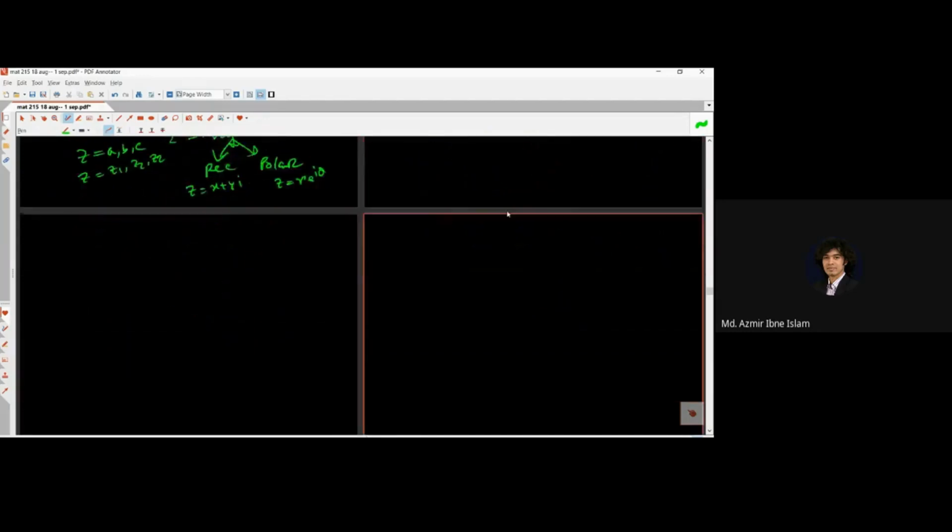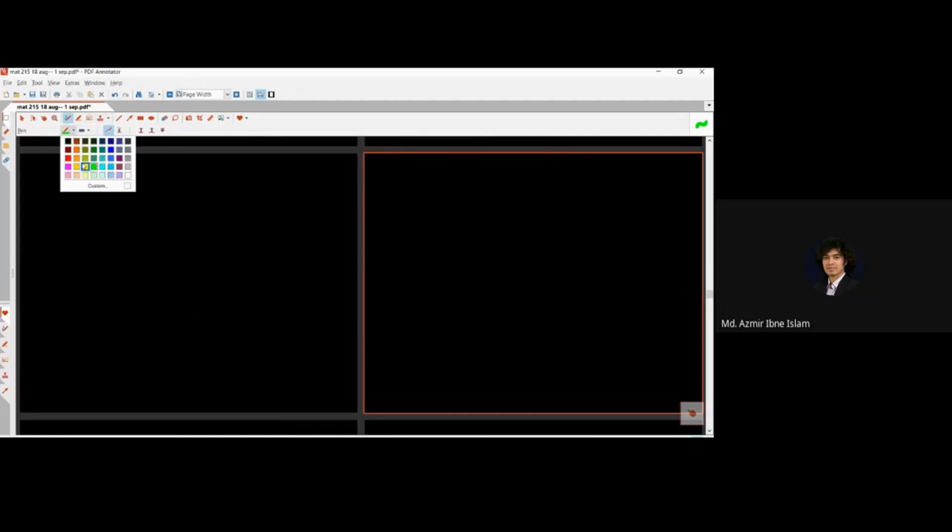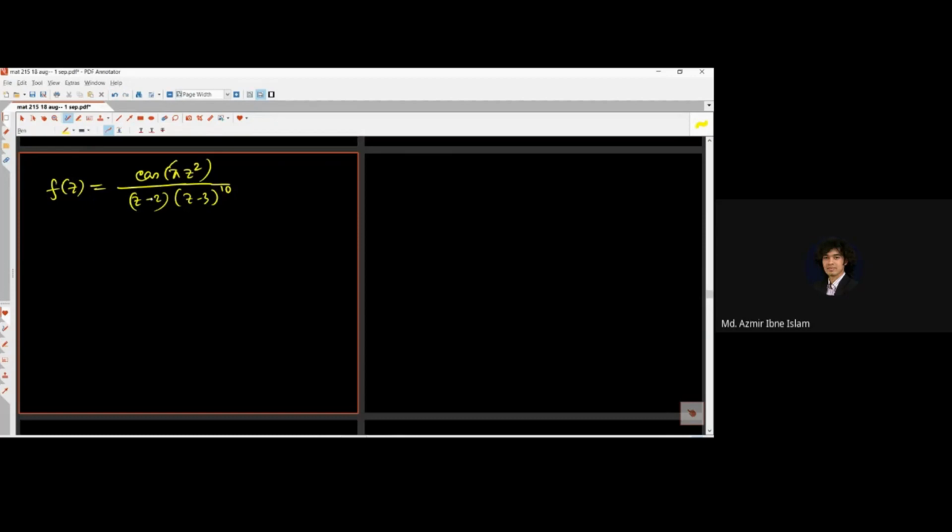So let's take another function, you will understand my words. Suppose we have f of z equal to cosine pi z squared over z negative 2, z negative 3 power 10. So this is also in p by q form, but in upper part we have a trigonometric function. So we have to think about the lower part in denominator. So this is a function. We have to find the singular point. The question is find the poles.